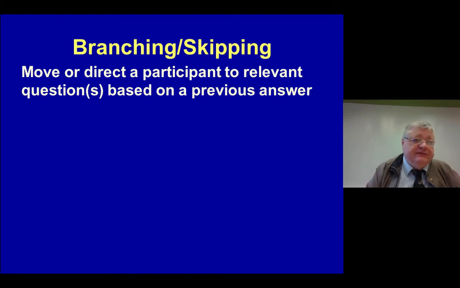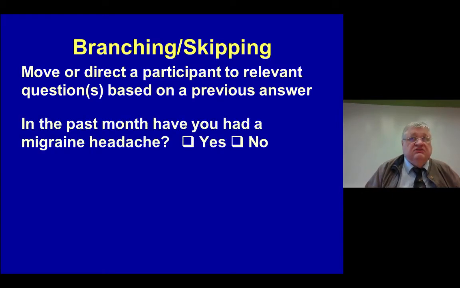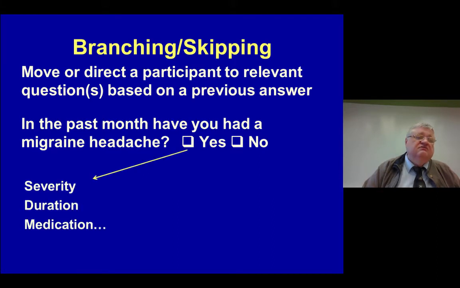Branching and skipping. This deals with you being able to move a survey participant to the relevant questions based on their previous answer. So let's say you're doing a survey in the general population on the prevalence of migraine headache and what people do about it. So your first question up front can be, in the past month, have you had a migraine headache? If they say yes, they're directed then to questions having to deal with severity, duration, medication, etc.